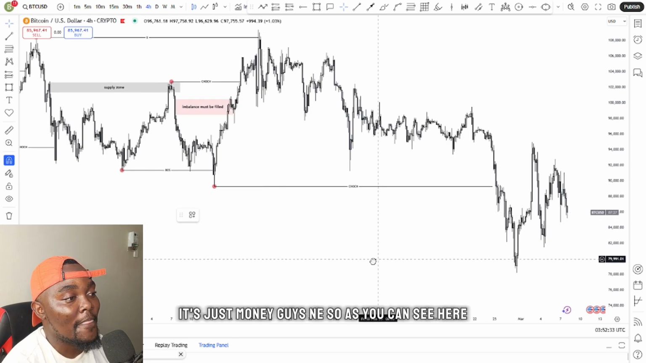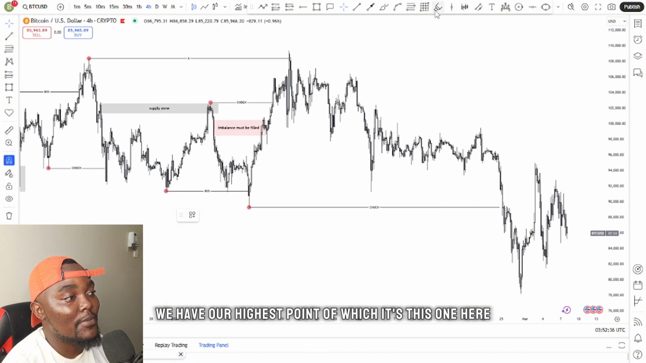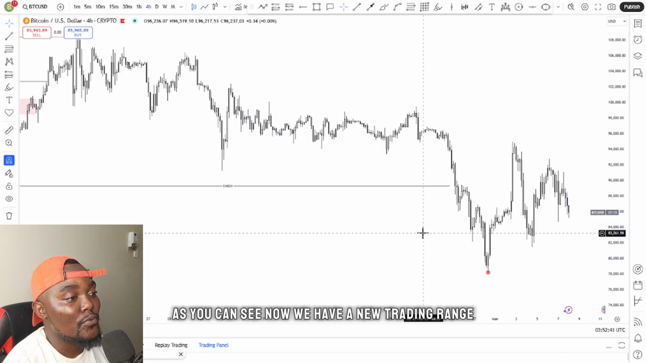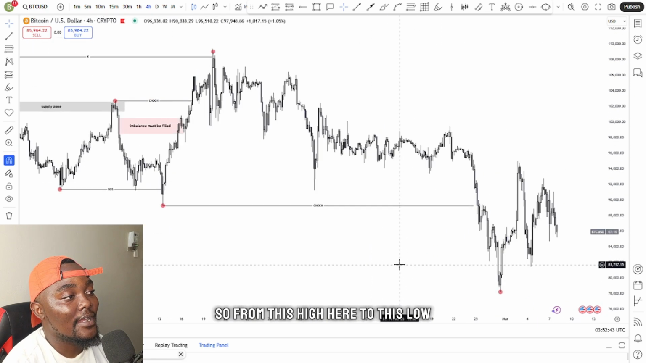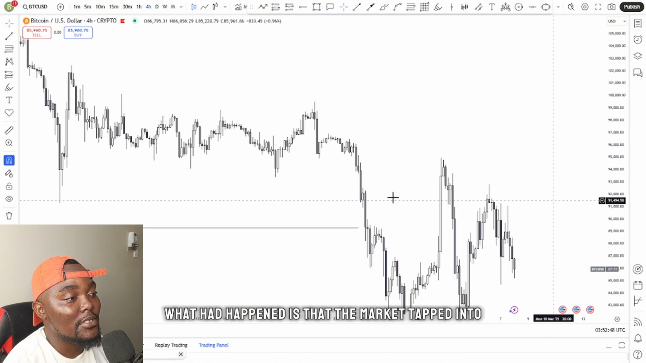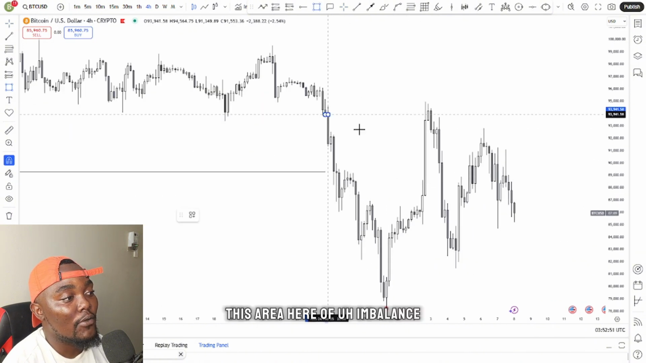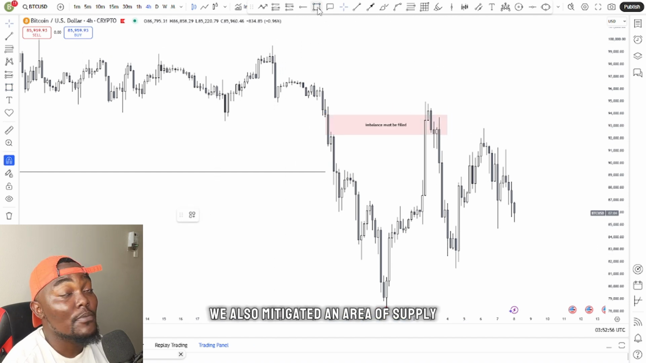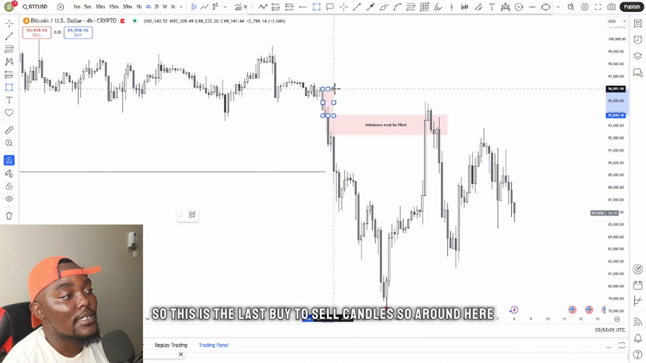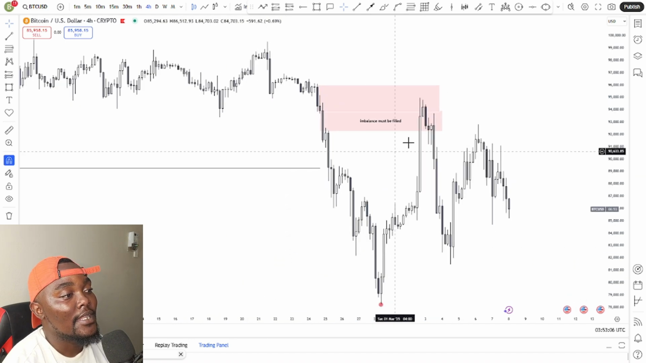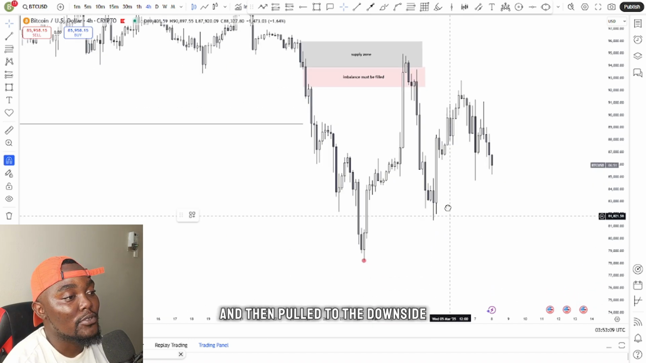It's just money, guys. Now, as you can see here, we have our highest point, which is this one here. Then this is our lowest point. Now we have a new trading range. From this high here to this low, we have a trading range. Then what happened is that the market tapped into this area of imbalance. After tapping into this area of imbalance, we also mitigated an area of supply, as you can clearly see around this point. This is the last buy to sell candle, so around here this is our supply area. Then the market mitigated that area and pulled to the downside.